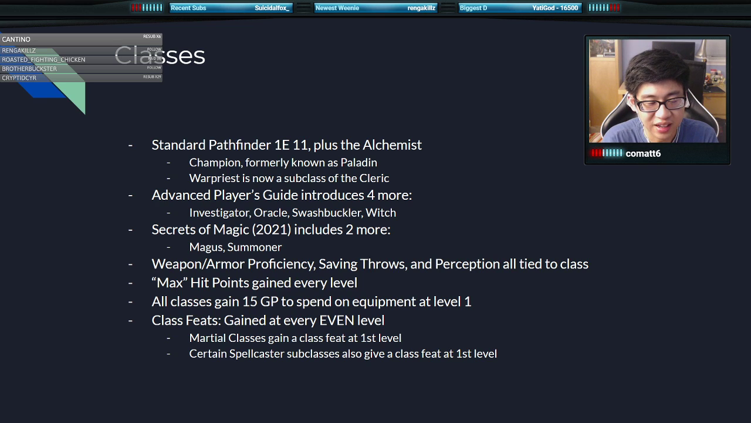In addition to that, classes gain 15 gold to spend on equipment at level 1. I remember there was a discrepancy of how much gold each class would get. So wizards would get like 35 or something like that. Druids get 70, and then fighters, rangers would get like 175.